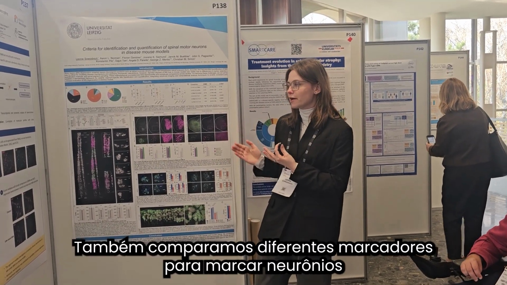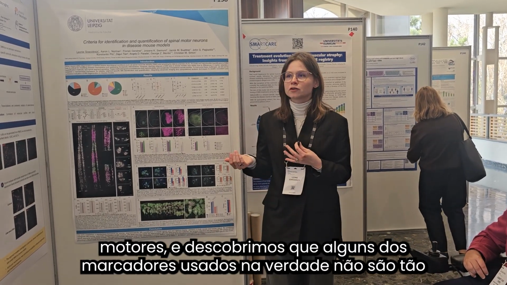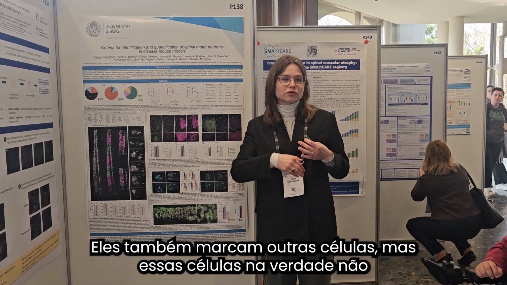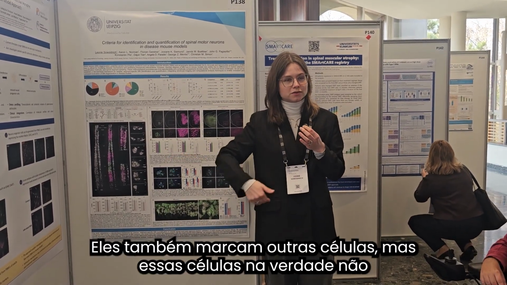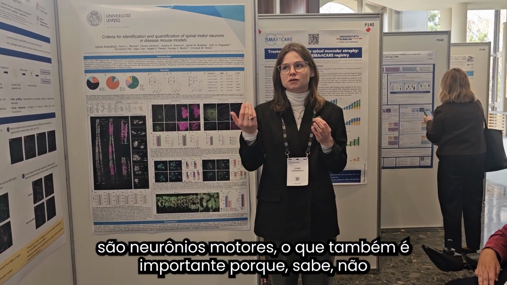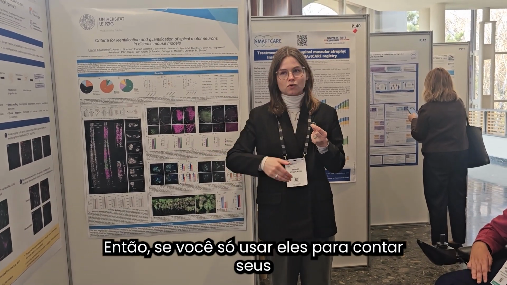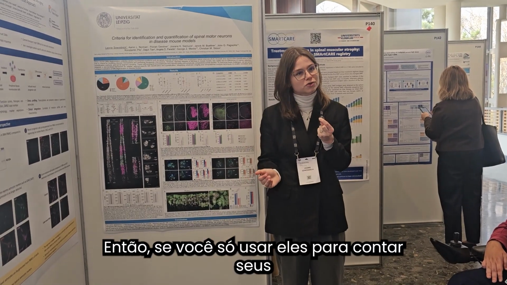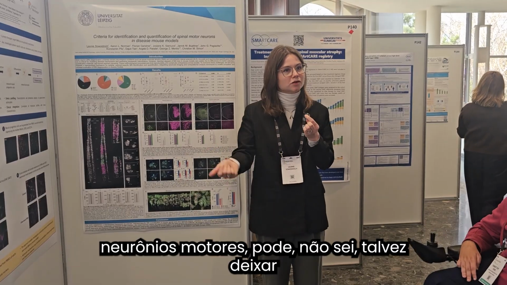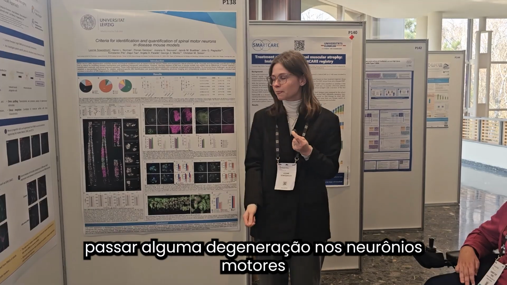And we also compared different markers to label motor neurons and found out that some of the markers that have been used are actually not that specific. They also label other cells, but those cells are not motor neurons, which is also important because we don't know if these other cells are affected in SMA. So if you just use them to count your motor neurons, then you can maybe miss some degeneration in the motor neurons and underestimate the actual loss that we see.